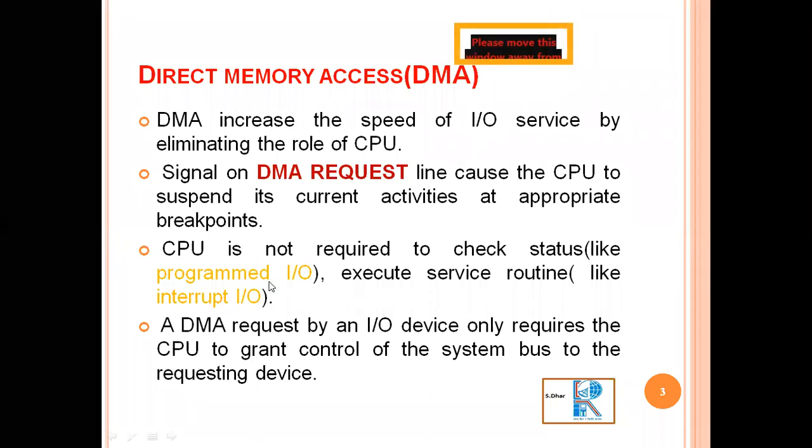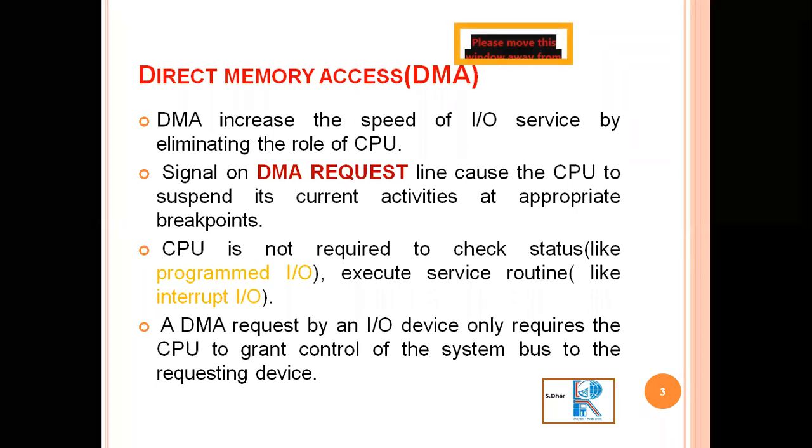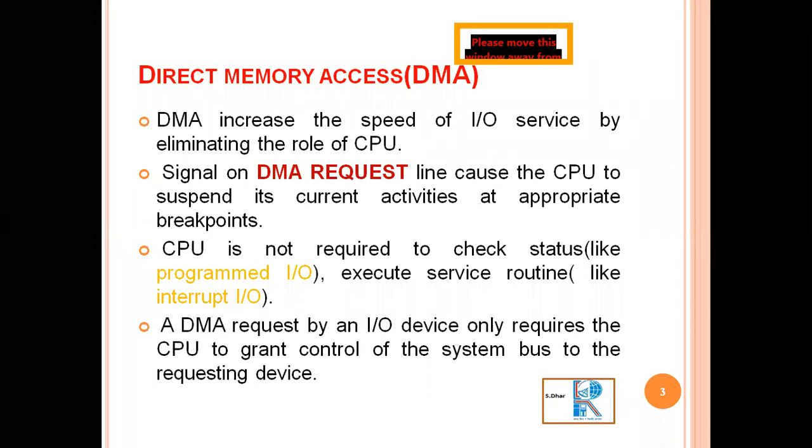But in DMA, as I have already told, there is no requirement of the CPU. If the CPU leaves the bus, it is the responsibility of the direct memory access, or DMA, to transfer the data from the memory to IO devices and from IO devices to memory. So a DMA request by an IO device only requires the CPU to grant control of the system bus. When there is a requirement of transferring data from an IO device to memory, there is a requirement of the bus, because the bus is common in the DMA architecture. So it will request the CPU to please leave the bus for me, so that I can transfer the data.